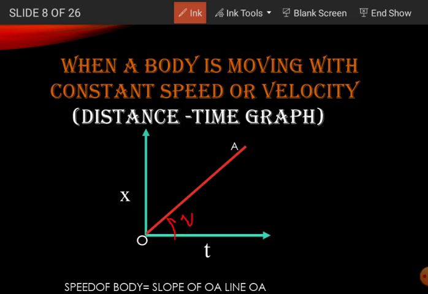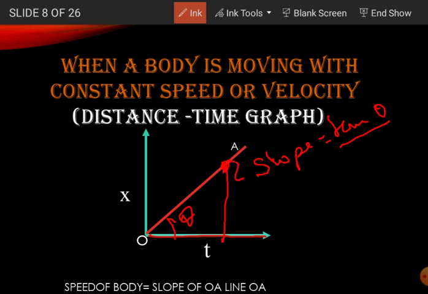Suppose this angle is theta, that means the angle formed by the graph OA with the x-axis. Then your slope is equal to the tangent of theta. So in this case, the tangent of theta is finite, so we say that this has a slope, and this slope gives you nothing but the speed. Got it? Suppose you want to find the slope of this, then take a particular point on the graph OA and drop a perpendicular to the time axis. This will represent your distance, and this will represent your time t.